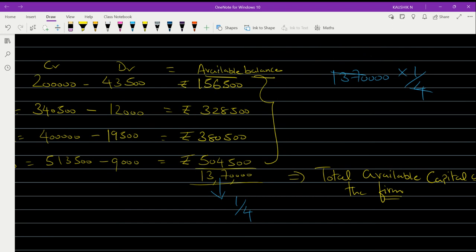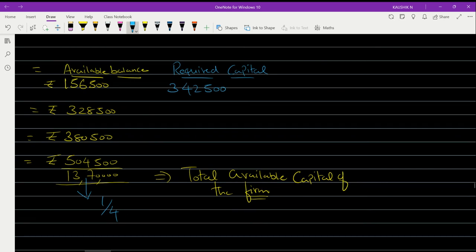Now you have to find out the difference between available and required. You're going to add. Yes, of course. Now I'm going to bring out the required balance, the required capital of each partner. So it came to 3 lakh 42,500, right? In each of the cases, 3 lakh 42,500, 3 lakh 42,500, 3 lakh 42,500.